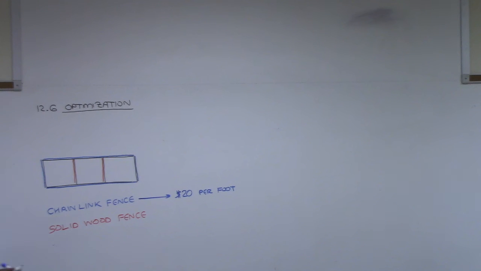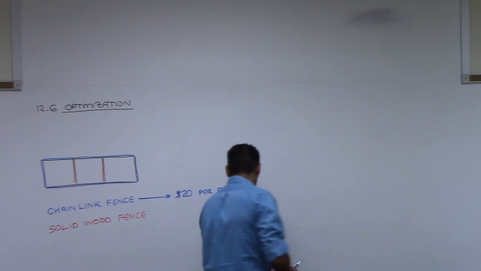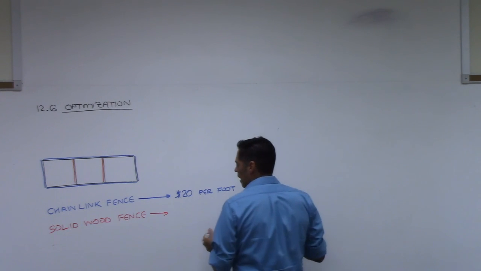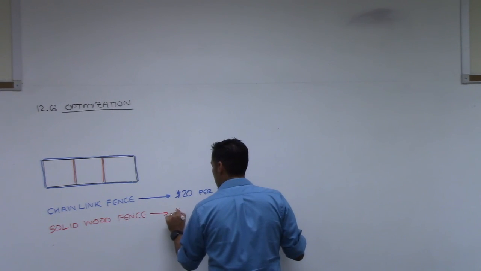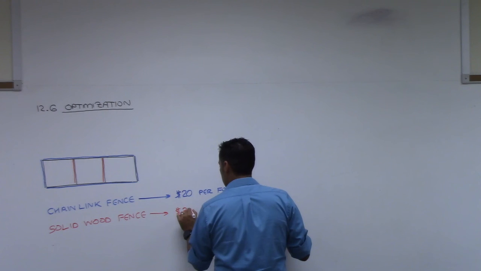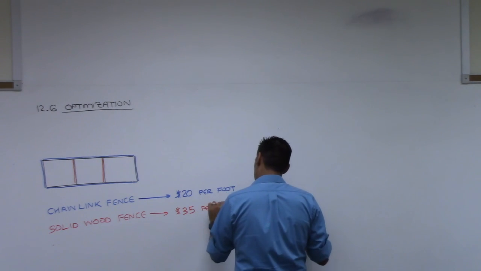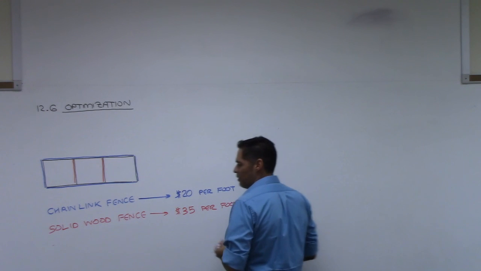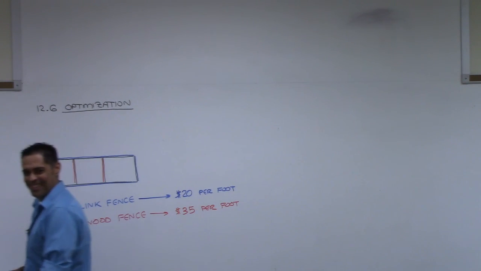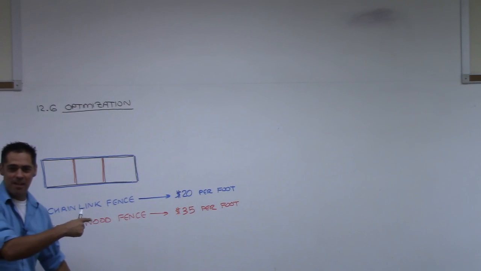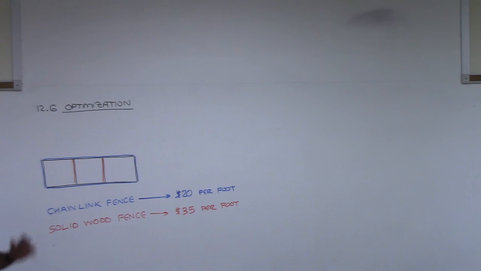Okay. And then what about the solid wood fence? You think that's going to be a little more expensive? Yeah, probably. Let's say for this one, 35. That's actually pretty expensive, but I'm using very exotic wood. Actually, okay, $30 per foot. Now these are installed prices, okay? This is for the guys who come out and dig the holes. That's how much they charge per foot. All right, got it?